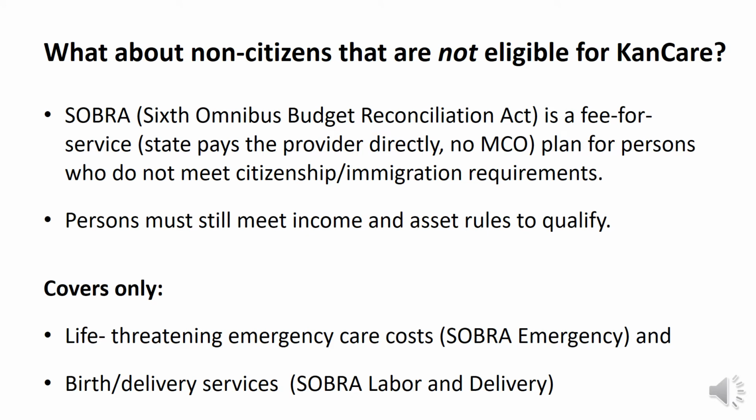What about non-citizens that are not eligible for KanCare? SOBRA, which is the 6th Omnibus Budget Reconciliation Act, is a fee-for-service. That means the state pays for the provider directly. There is no managed care organization. It's a fee-for-service plan for persons who do not meet citizenship immigration requirements to be Medicaid eligible. Persons must still meet income and asset rules to qualify for SOBRA, and there's only 2 things SOBRA covers: life-threatening emergency care costs, which is SOBRA Emergency, or birth delivery services, which is SOBRA Labor and Delivery.